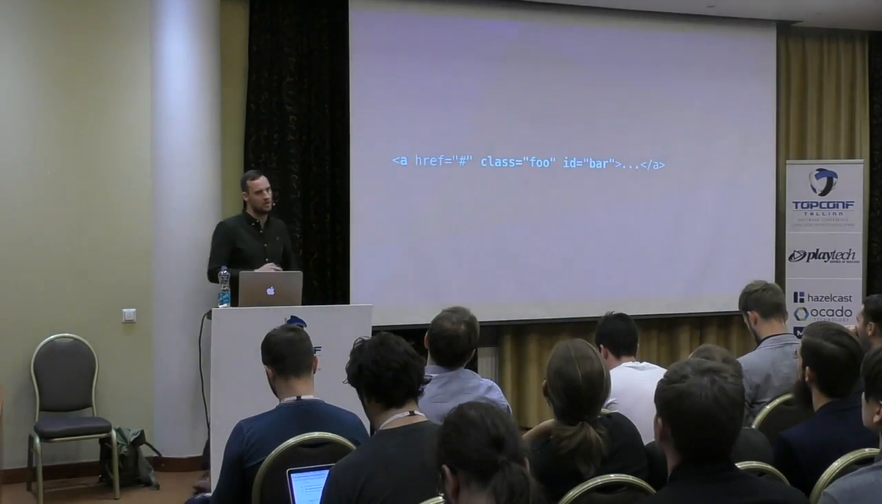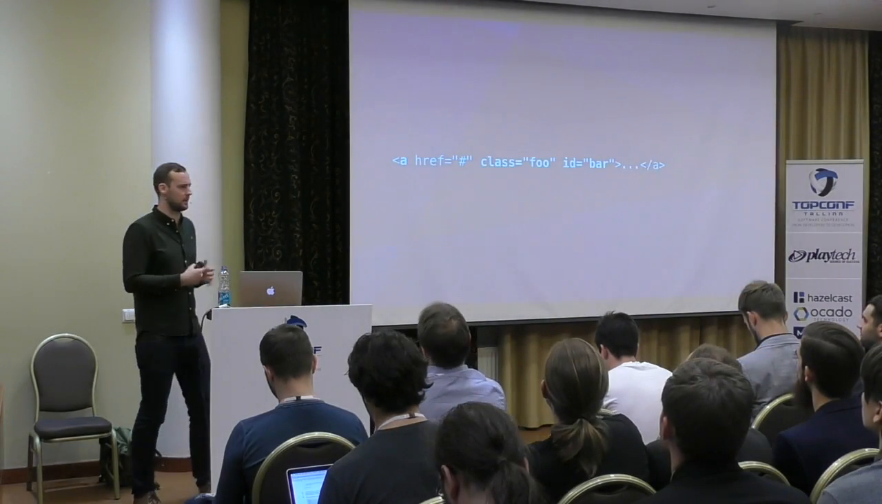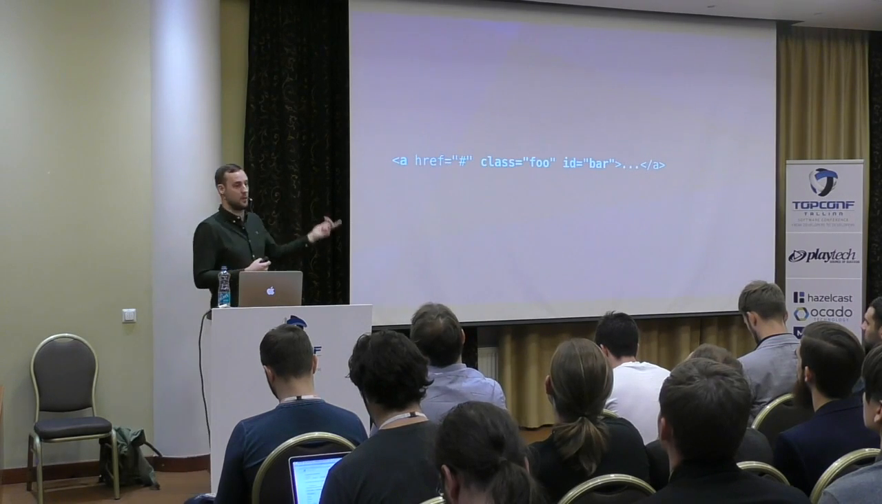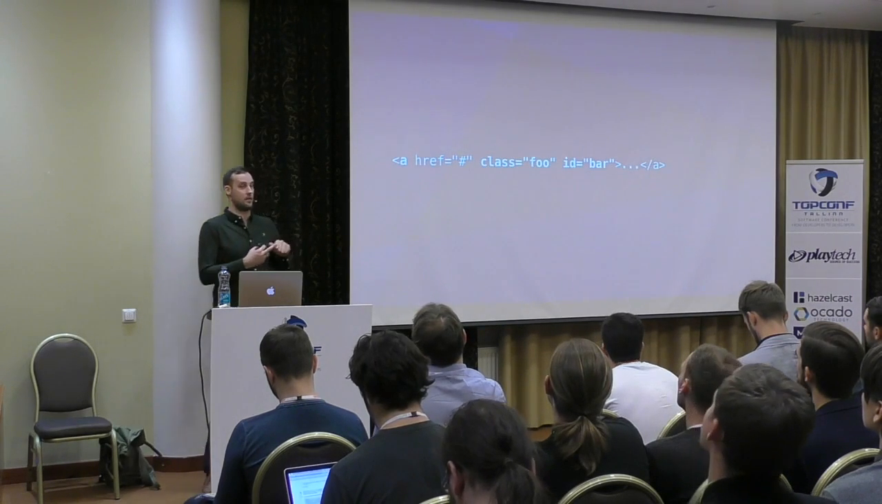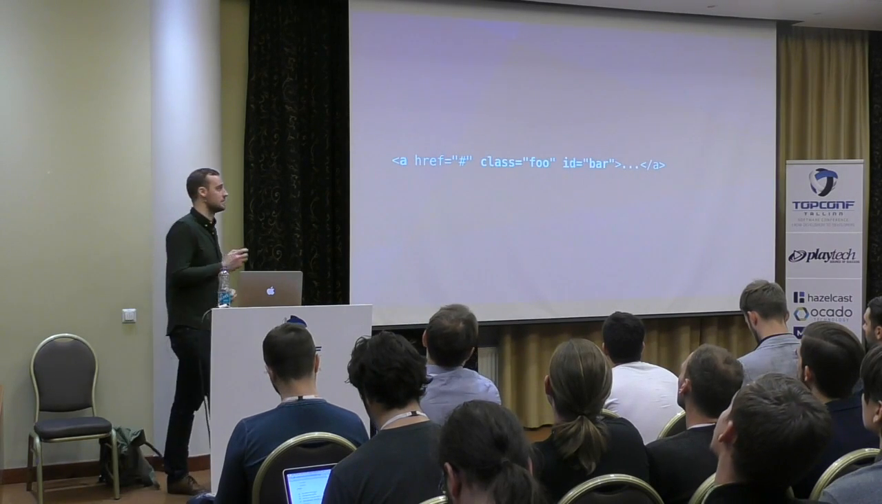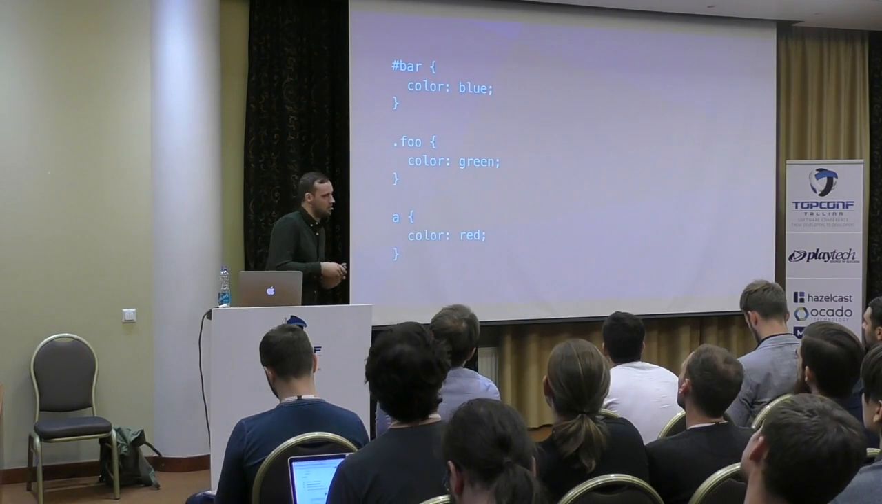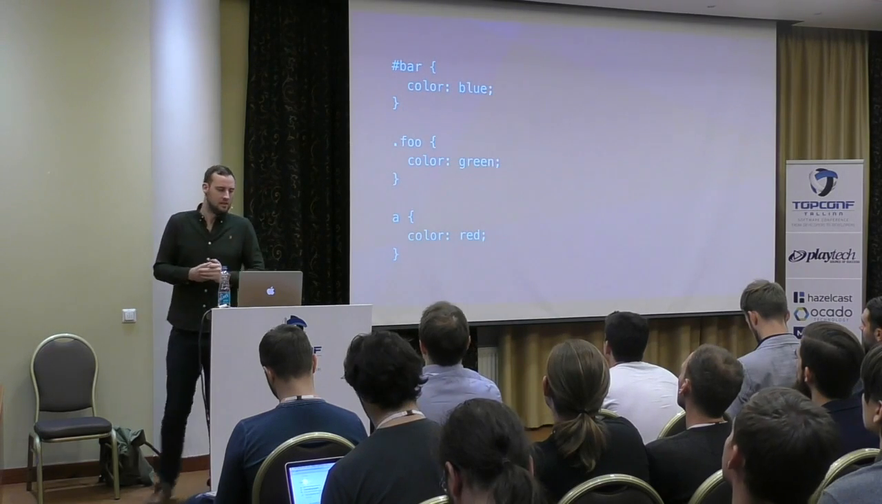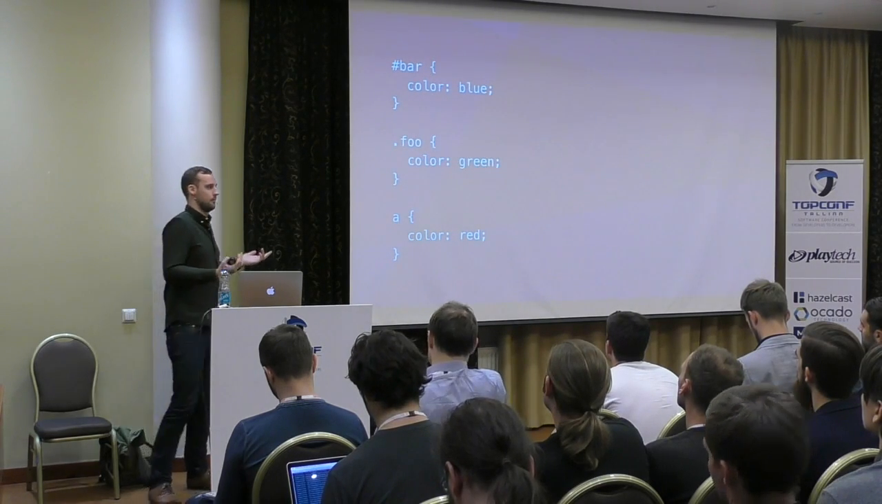If we take a real small snippet of HTML, just a simple link, there are 3 different hooks that we could style this via. We could style it via the A element, we could style it via the foo class, or by the bar ID. And if we do that, we're going to find here that this link is going to be blue.